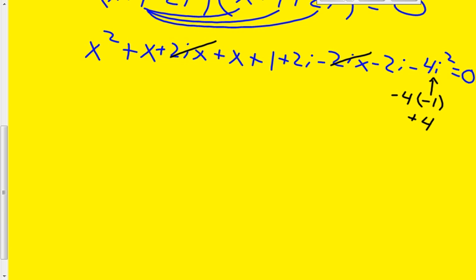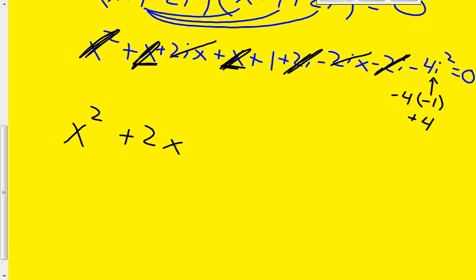Oh, we have more i's that can disappear. Here's 2i, and here's a negative 2i, so they disappear. So there goes all of our i's. Now we're just going to combine like terms. x squared. How many x's do we have? Here's 1x plus 1x, making 2x. So that takes care of that. That takes care of that. What do we have left over? We have this positive 1 and this positive 4.